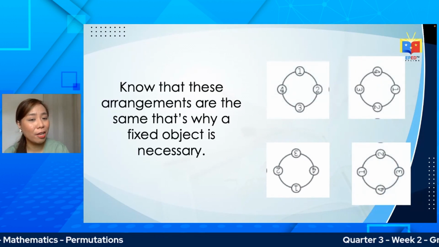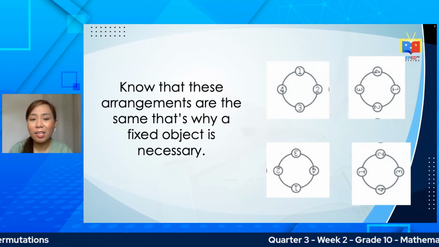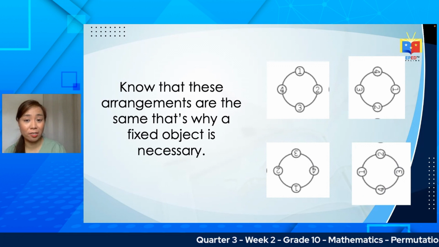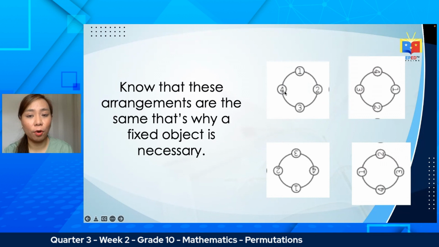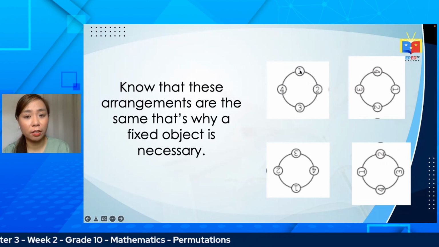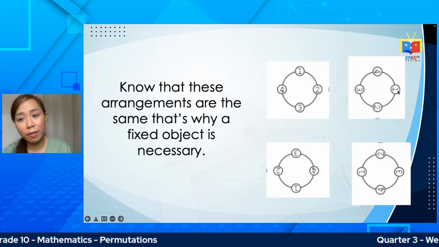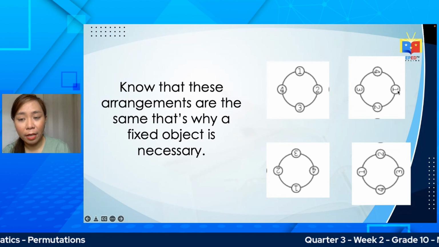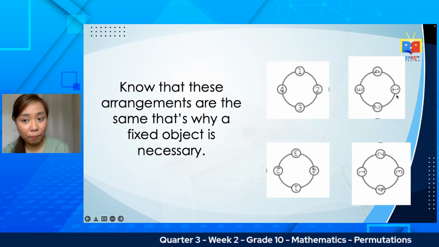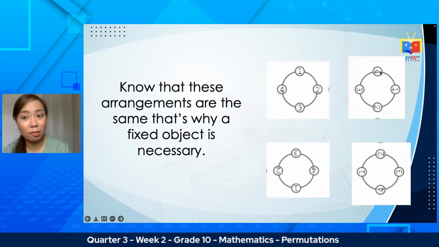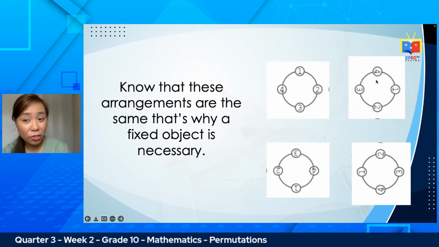Know that these arrangements are the same. That is why a fixed object is necessary. So take a look at this one. 1, 2, 3, 4. If we will not fix 1 at the top, and we will just be moving it on the right side, check that on the right side of 1 is still 2, and on the left side is still 4. So they are just the same.